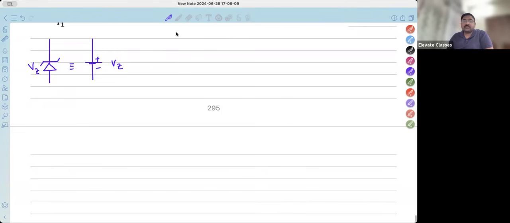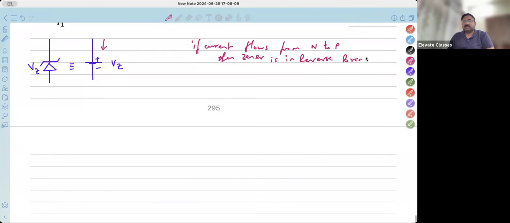How do you check whether your assumption is right or wrong? At the end, you should always find the current flowing. If current in the Zener flows from N to P, exactly opposite to what happens in a PN junction diode, clearly it is opposite to the PN junction. If current flows from N to P, then the Zener is in reverse breakdown.